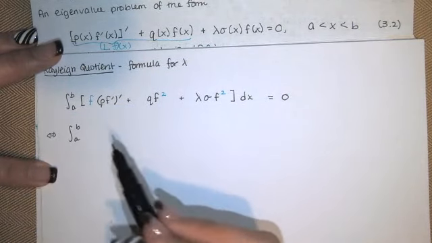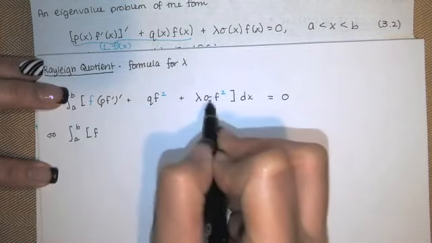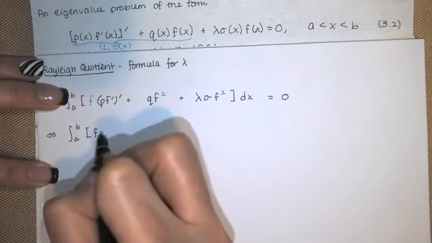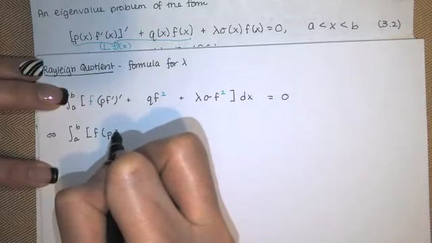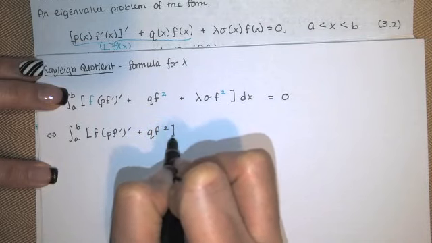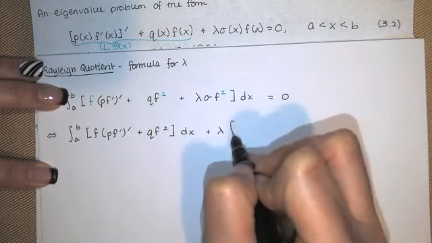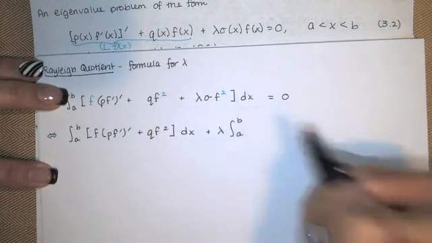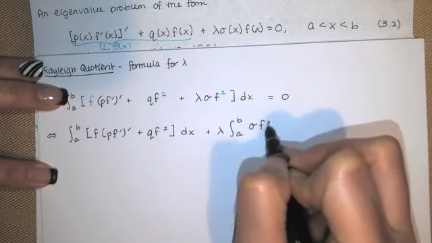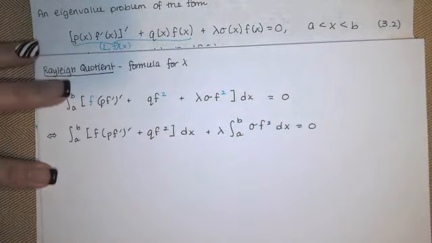Now that is equivalent to this statement. I could separate this into a couple of different pieces. And again, I'm interested in solving for lambda. So I've got f times p f prime, plus q times f squared. And then I'll just factor out the lambda. That's just a real-valued constant. You've got that right there.